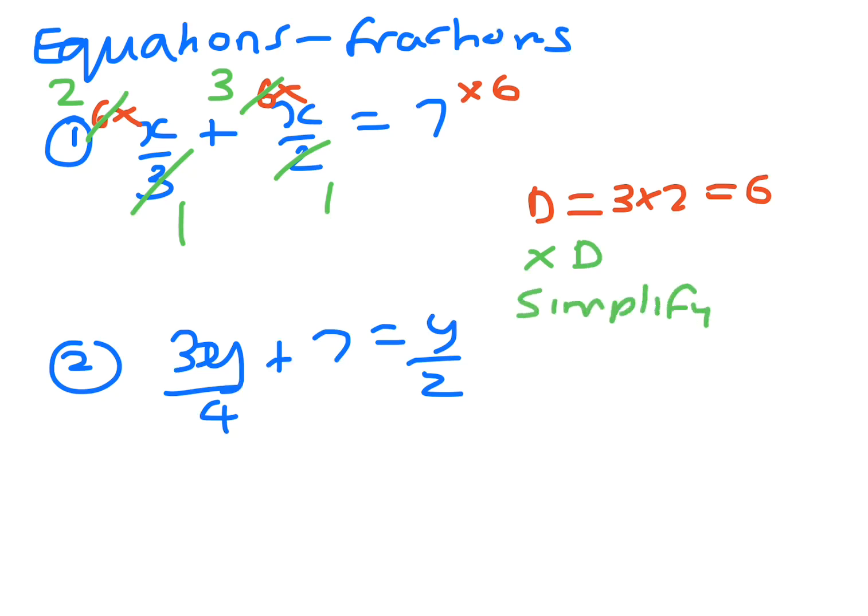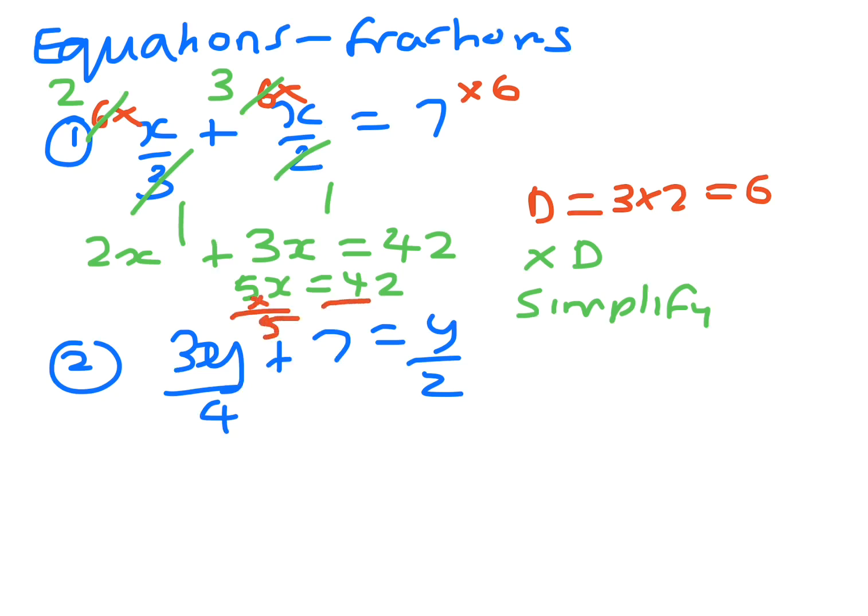So 2 times x is 2x, plus 3 times x is 3x, 7 times 6 is 42. 2x plus 3x is 5x, so 5x is 42. And then you've just got to get rid of the 5. So divide by 5, and you get 42 over 5 as your solution.